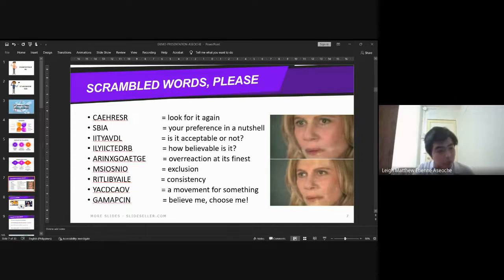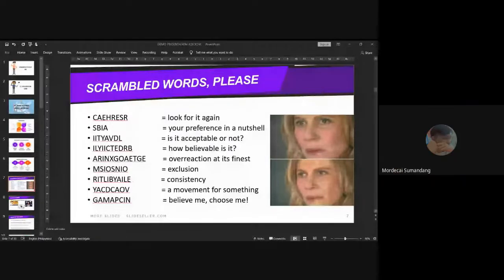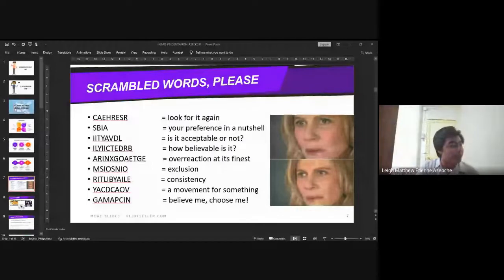All right, it's 9:21. So I think it's safe that we start unscrambling these words. Who would like to volunteer to unscramble the first word? Anyone would like to raise a hand? Okay, yes, Mr. Mordecai. Research, sir. Very good. The first word is research. So it's simple as that.